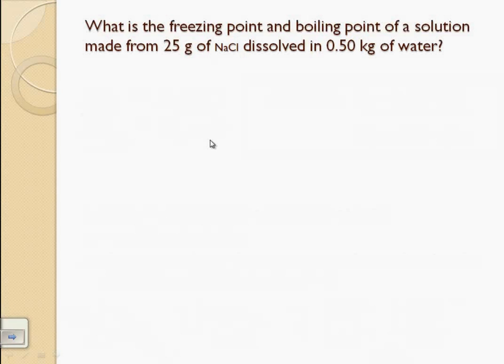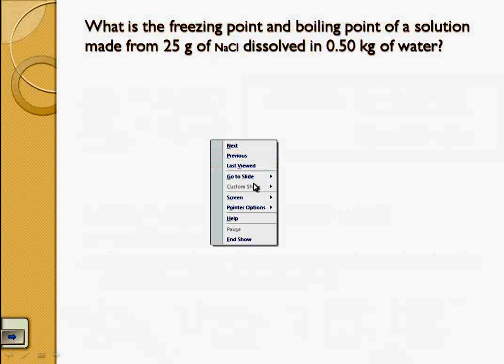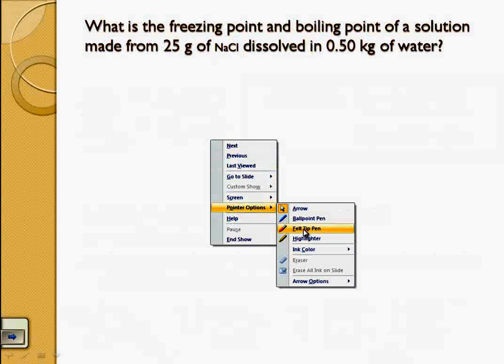On this first problem, we're trying to find the freezing point depression and boiling point elevation of a solution made from 25 grams of sodium chloride and 0.5 kilograms of water. So let's start with the equation for determining the change in the boiling point or freezing point. Alright, so what we know is the change in temperature at freezing is this K sub f times molality times the dissociation factor, and you will get these constants, and you will even get this equation. So K sub f we know is 1.86.